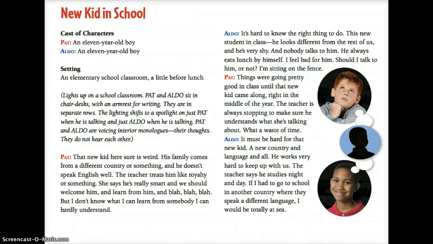Cast of characters: Pat, an 11-year-old boy, and Aldo, an 11-year-old boy. Setting: an elementary school classroom, a little before lunch. Lights up on a school classroom. Pat and Aldo sit in chair desks with the armrest for writing. They are in separate rows. The lighting shifts to a spotlight on just Pat when he is talking and just Aldo when he is talking. Pat and Aldo are voicing inner monologues, their thoughts.